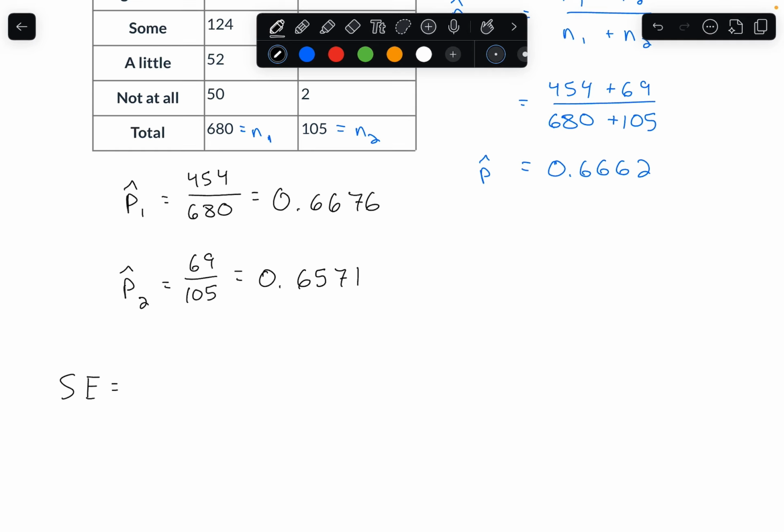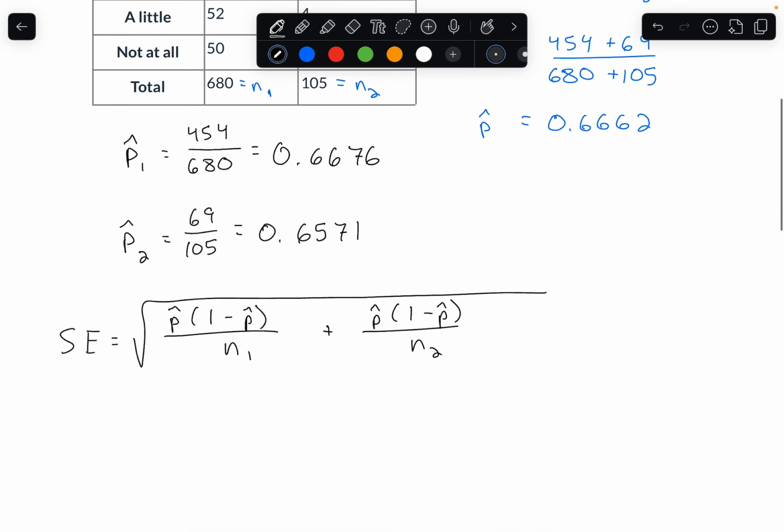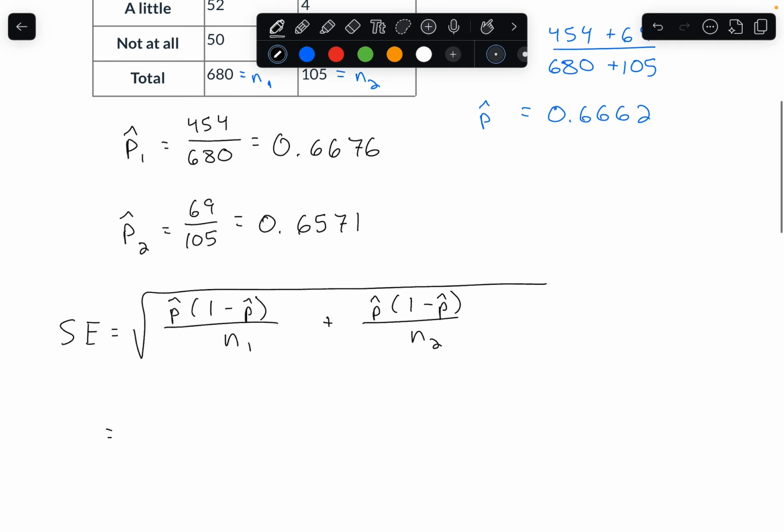There's a lot of calculations. So standard error says square root of p-hat times 1 minus p-hat divided by n1 plus p-hat times 1 minus p-hat divided by n2. So I have a lot of calculation to do. I'm going to go ahead and just take my p-hat, my n1 and n2. We're going to start by plugging those into our standard error formula.